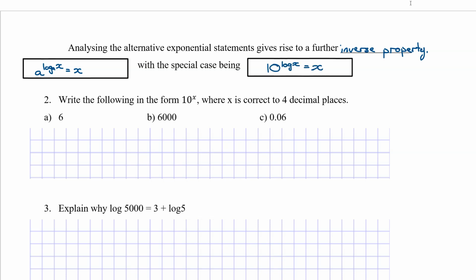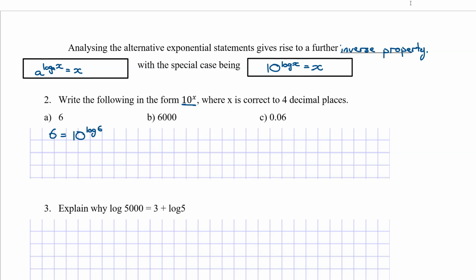Question 2. Write the following in the form 10 to the power of x, where x is correct to 4 decimal places. So what we're doing is we're using the inverse property to rewrite these numbers as a base raised to a logarithm. So we can say for 6, we can go 6 equals 10 to the power of log 6, because it's asking us for 10 to the power of x.